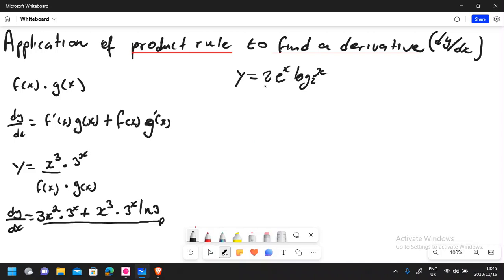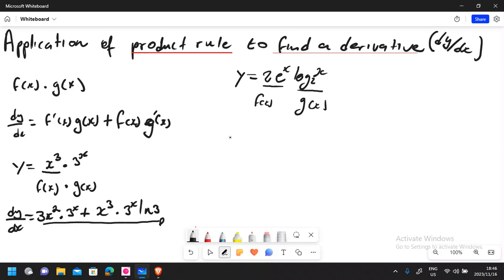Now you need to be able to recognize which one is g of x, which one is f of x. It's very important, guys, to recognize the two. I would advise you to recognize the first one as f of x and the second one as g of x. So let's say this one here is f of x, and then this one here, let's say, is g of x.